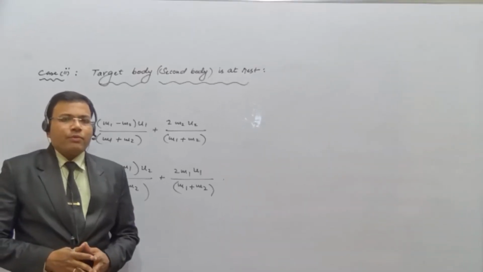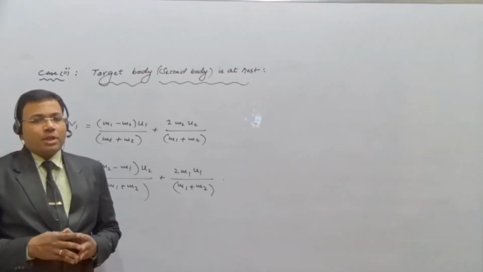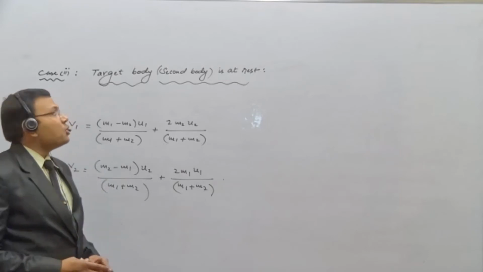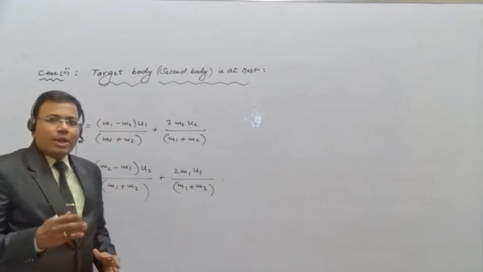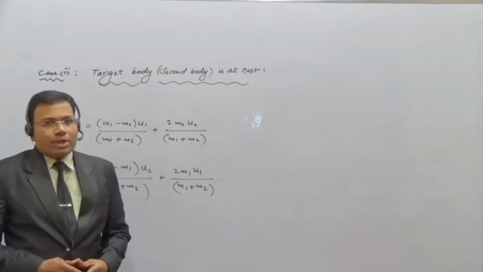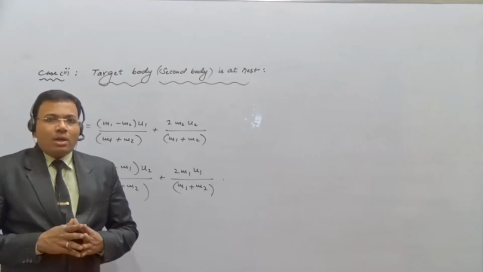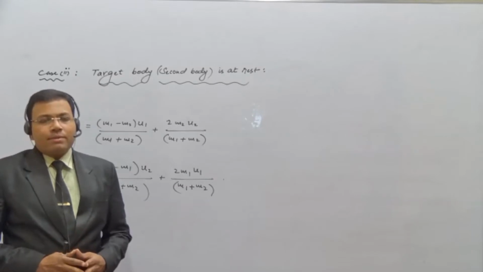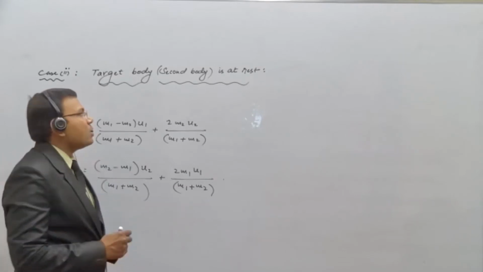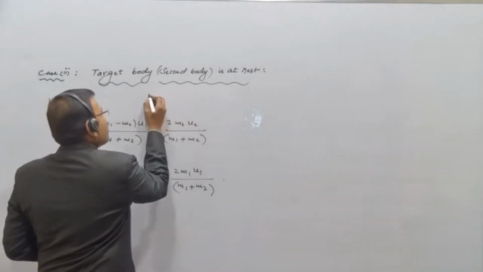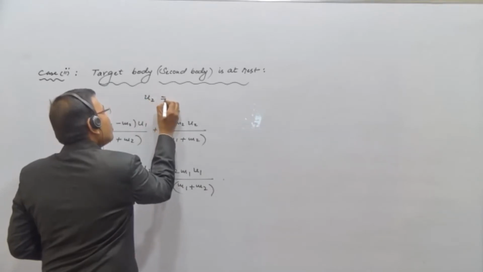Now students, we move to case 2, in which we are considering the target body, that is the second body, is at rest. What do you mean by the second body is at rest? It means its initial velocity is 0. So u2 is equal to 0 because the second body is at rest.